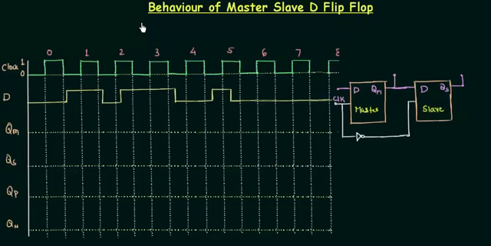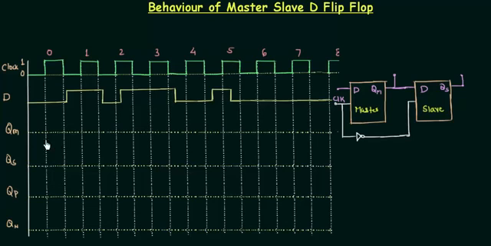In this presentation, we will see the behavior of master-slave D flip-flop, and for this I will draw a few output waveforms. Once I am done with the waveforms, I will draw a few important results, like what is a glitch, how to remove a glitch, and what is the relation between the master slave flip-flop and the negative edge triggered flip-flop.